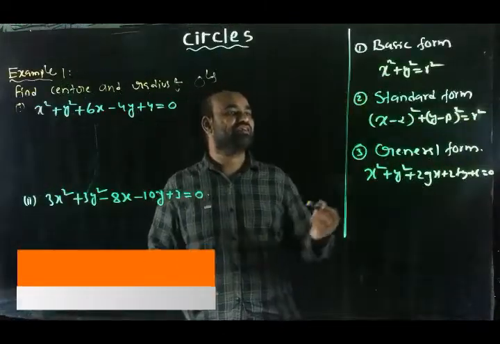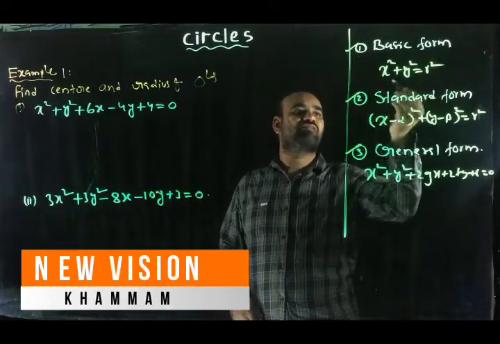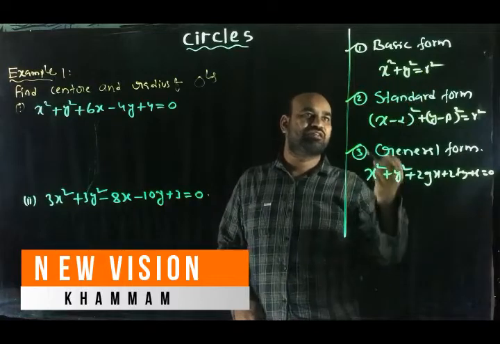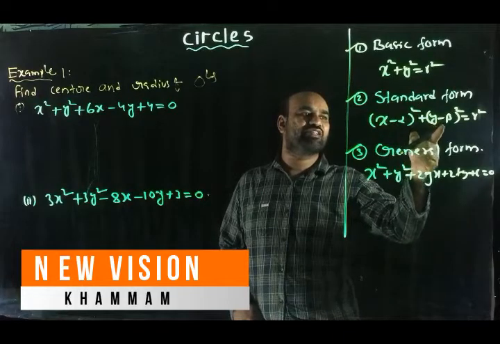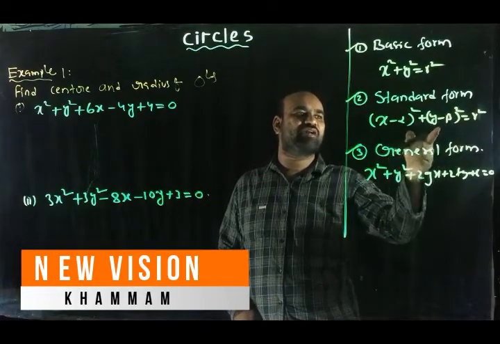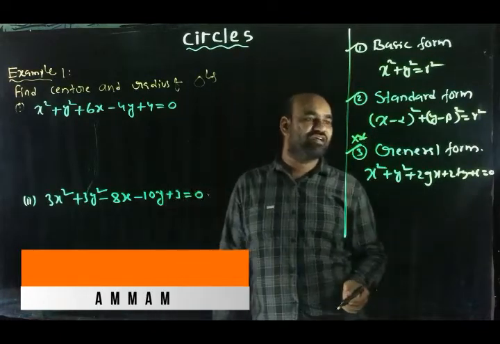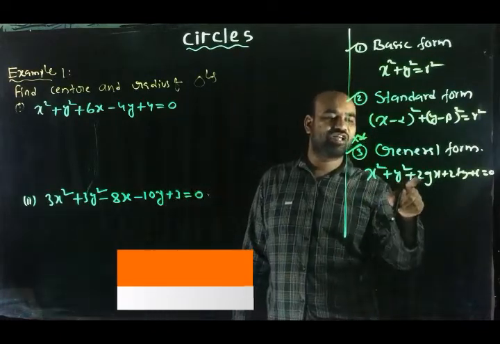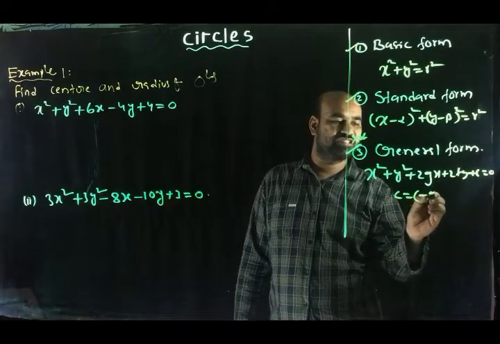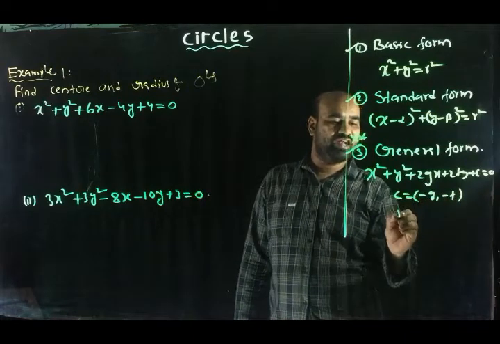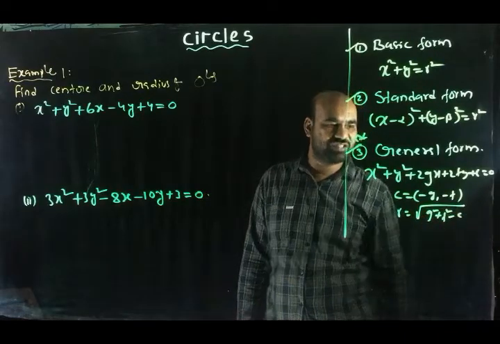We just completed these three forms of a circle. Basic form: x square plus y square equals r square, center is 0, 0, radius r. Standard form: x minus alpha whole square plus y minus beta whole square equals r square, center is alpha, beta, radius is r. This is important. General form of a circle: x square plus y square plus 2gx plus 2fy plus c equal to 0. Center is minus g comma minus f and radius is root over g square plus f square minus c.